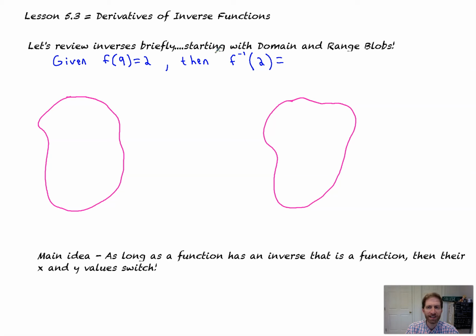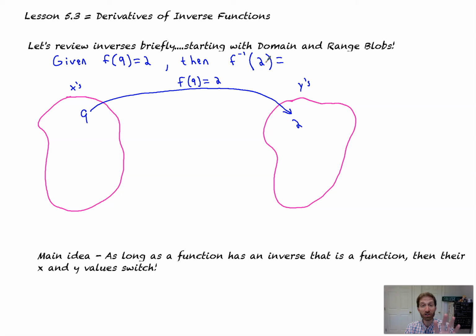So let's start with the domain and range of blobs. What? Well, basically, let's say that you have some function f of 9 equals 2. What does that mean? It means if I plug in 9, I get out 2. So here are all my x values. f takes 9 and spits out 2. That's what f of x does to 9. Let's think of those as x's, and these are the y's normally. So what does f inverse do?